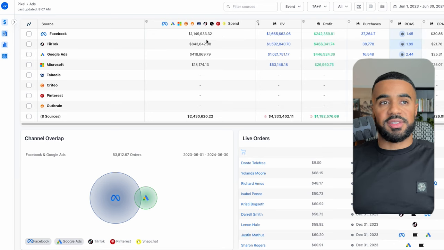If you look at TikTok, we spent less than we did on Facebook. However, we generated twice as much profit. If you look at Google and YouTube, we spent less than we did even on TikTok, but we generated just as much profit as we did on TikTok. And we also ran Microsoft, right? Very little spend, but still significant profit.